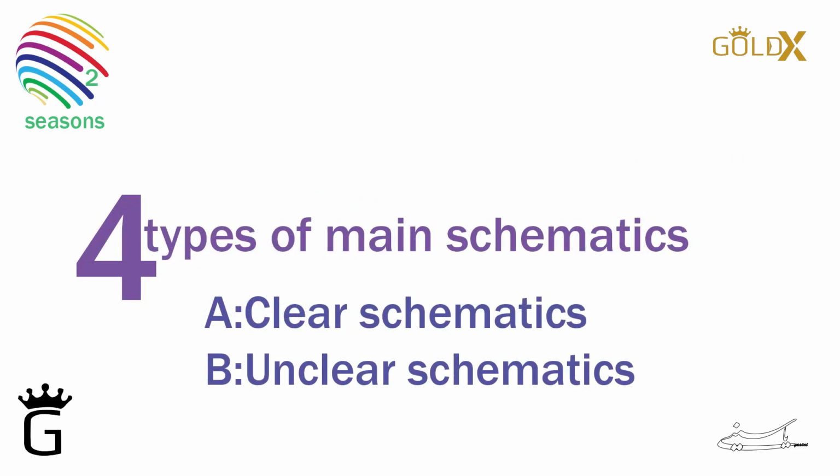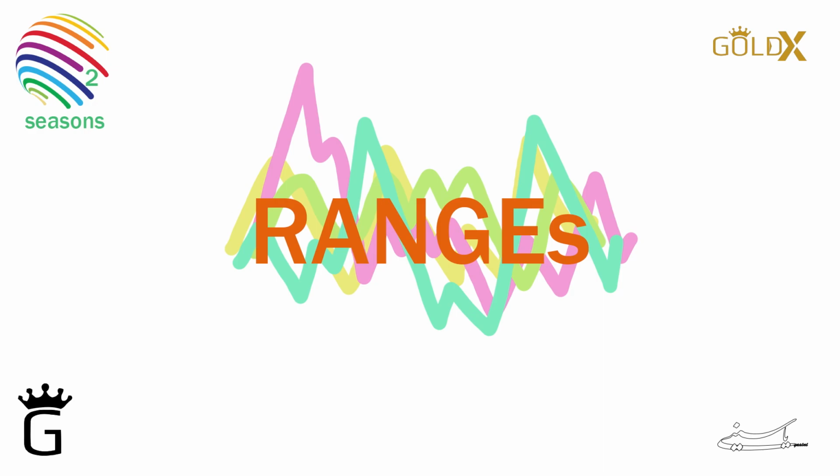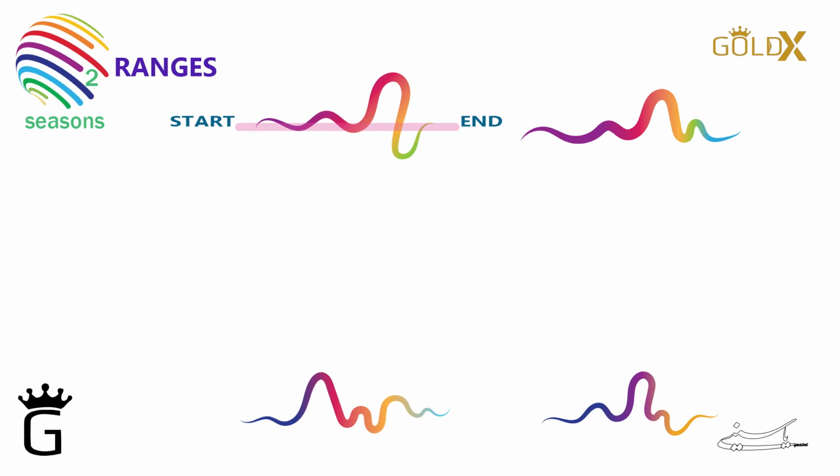We generally have 2 schematic classes. 1. Clear schematic. 2. Unclear schematic. For example, the most difficult schematic is the range. Every time it goes back and forth. If it ends at the same price, it is still the range, but the schematic is not clear. We use both types to detect seasons, but for other strategies, we use each one separately.